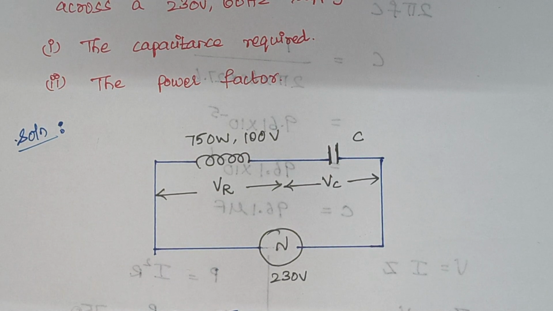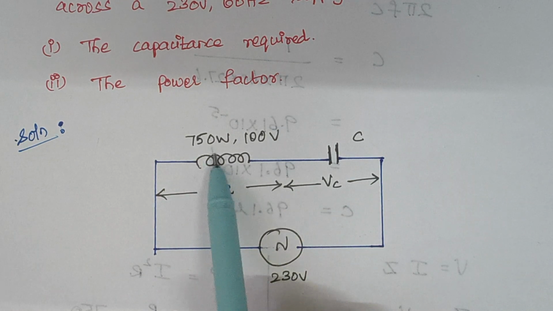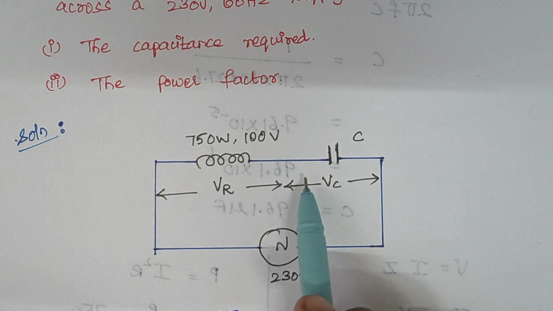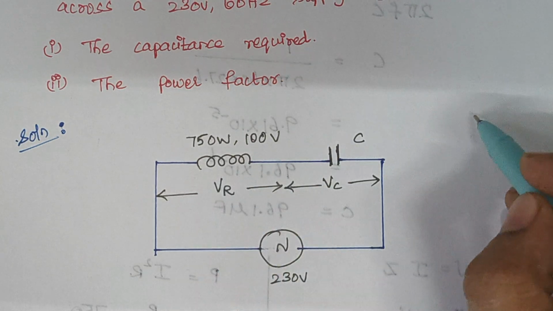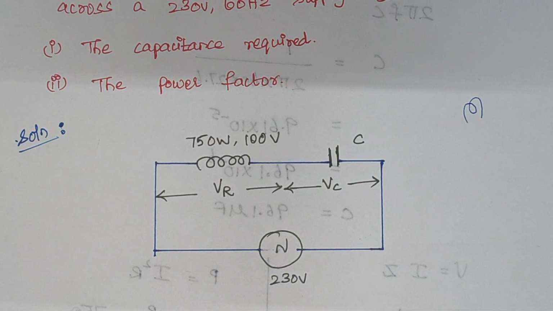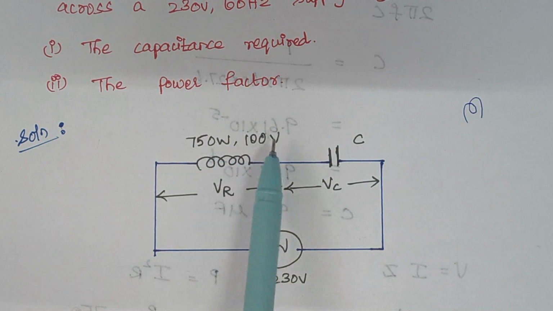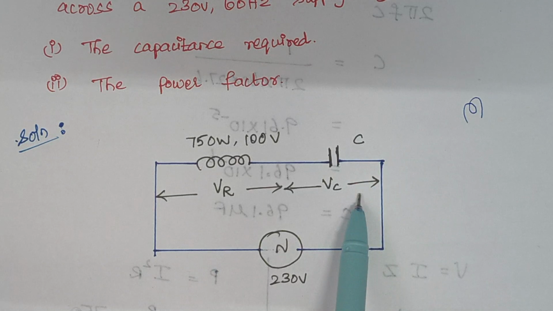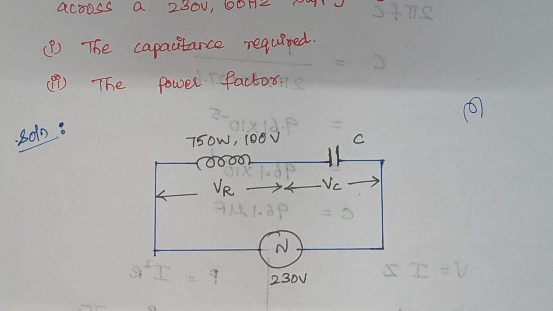Here the metal filament lamp is just like an inductor. To draw a metal filament lamp you have to use this type of symbol. But the inductive property is comparatively less when compared to the resistive property, therefore we are considering this entire metal filament lamp as a resistive load. So you see 750 watts, 100 volt, the voltage across the capacitor is VC, and the supply voltage is 230 volt. First, they have given the power.